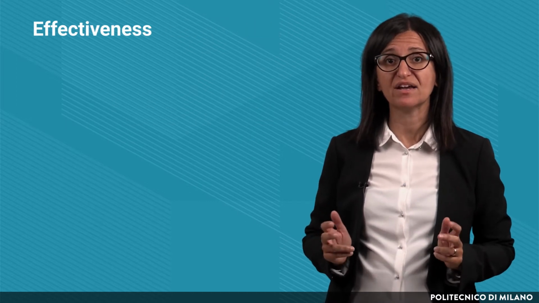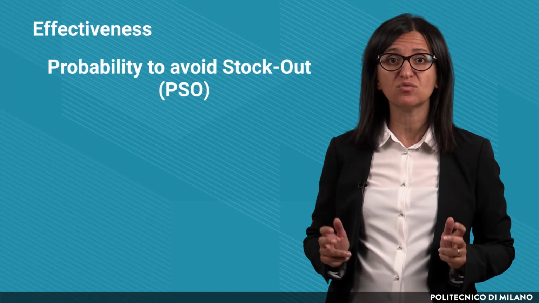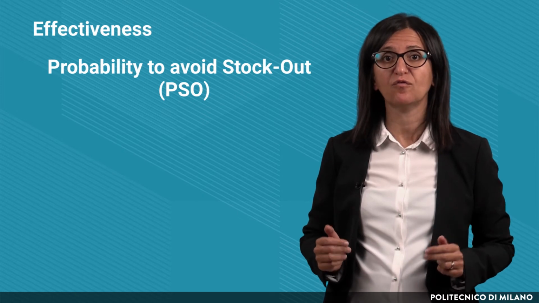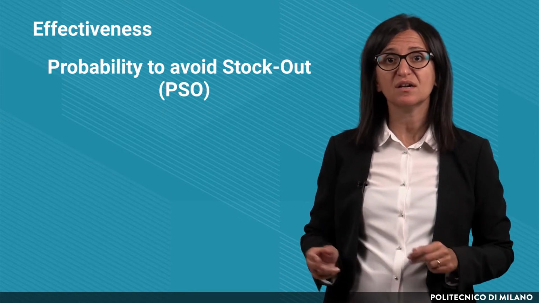Another indicator to measure the effectiveness is the probability to avoid stockouts. It represents the probability of being able to fulfill all the orders from a stock in a certain period of time. In order to better understand the difference between the item fill rate and the probability to avoid stockouts, let's see an example. If the desired item fill rate is equal to 95%, it means that the maximum quantity of the required items that are out of stocks is equal to 5%. Therefore, the focus is on the required quantity.